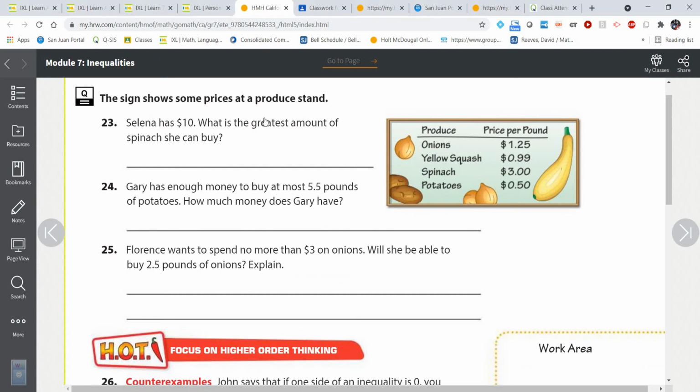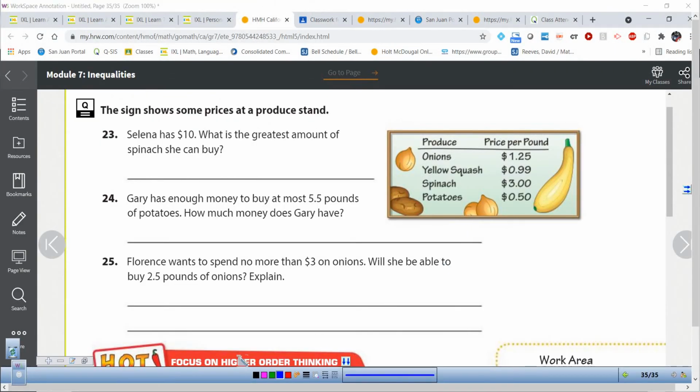All right, how about this one right here? And we'll finish up with this. All right, the sign shows some prices at a produce stand. Selena has $10. Okay, that's the maximum she has. What is the greatest amount of spinach she can buy? All right, well, spinach is $3. So 3 times X has to be less than or equal to 10. Well, if I divide by 3, I get X is less than or equal to 10 thirds, all right?